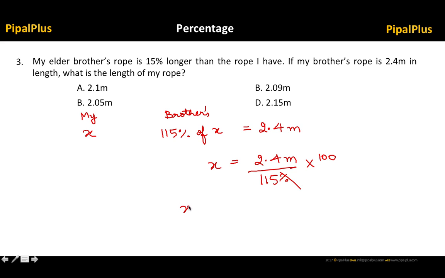So I get X equals 240 divided by 115, which is approximately 2.087, or which is equal to 2.09 meters, right? So my rope is 2.09 meters and 15% longer will become 2.40 meters, which is the length of my brother's rope.